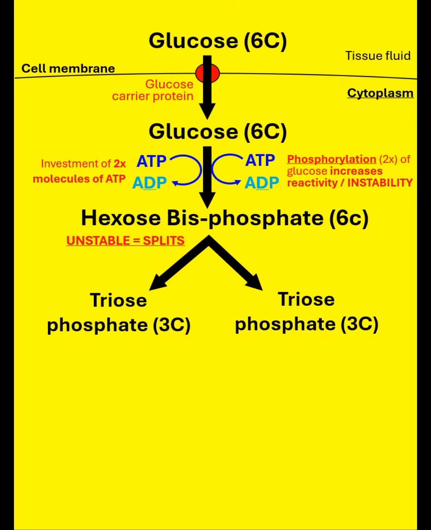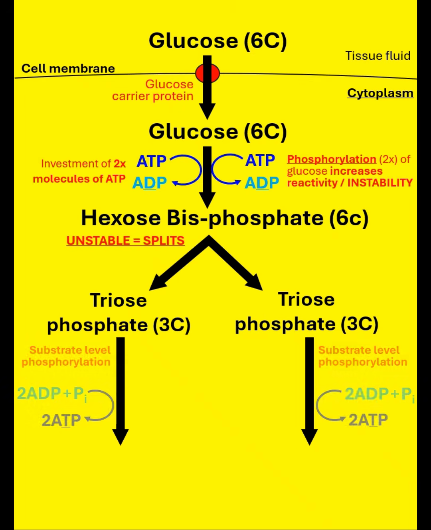Each triose phosphate has a single phosphate group as part of the molecule. Two processes now happen to each triose phosphate. So triose phosphate donates a phosphate group onto ADP, and inorganic phosphate from the cytoplasm attaches to another ADP. So per triose phosphate, 2 molecules of ATP are produced. This is called substrate level phosphorylation.